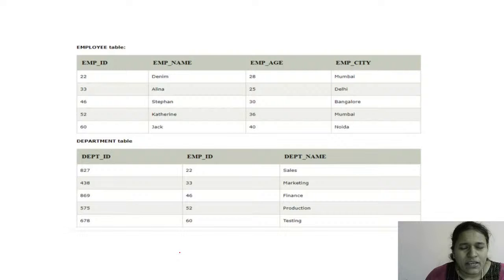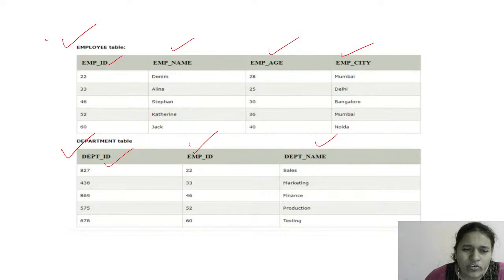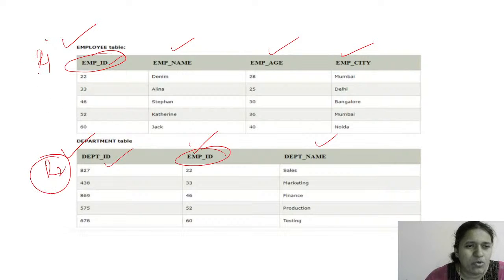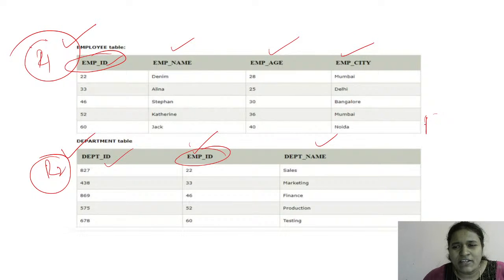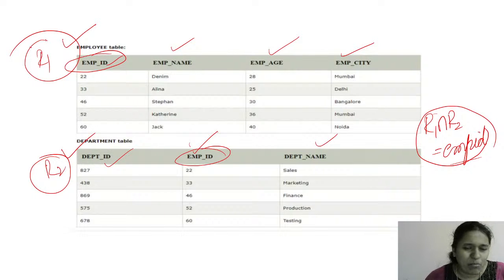Okay. Here see one example. This is an employee table and this is a department table. Employee ID, employee name, employee age, and employee city. Here department ID, employee ID, and employee name. Here how can we find the common attribute? We took one common attribute here. Suppose this is the relation R1 and this is the relation R2. What is R1 intersection R2 here? Employee ID. Then this is a lossless decomposition, right?